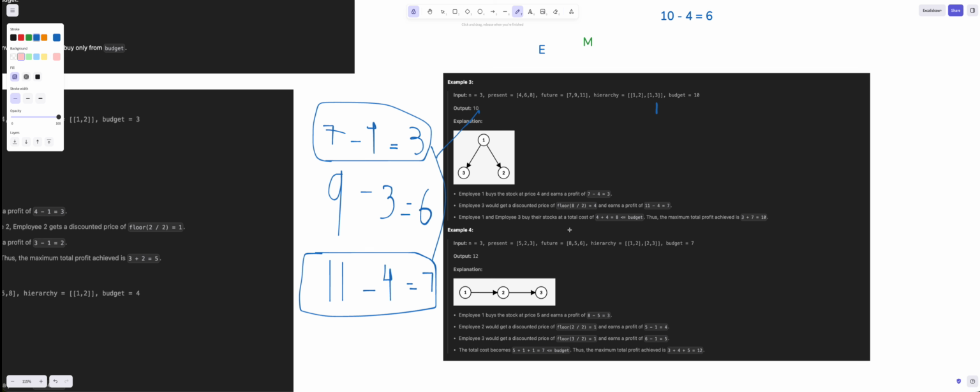And if we calculate it, we are spending 4 plus 4, which is within the budget of 10. So that is still a valid option. That is pretty much it for example 3.